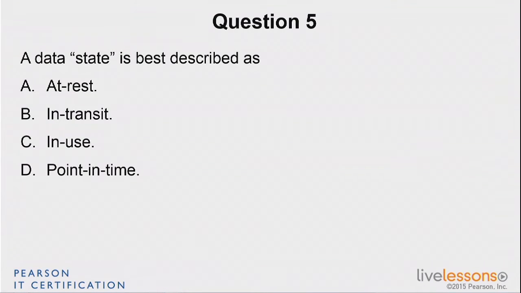But a state means a point in time. So at a specific point in time, what state is the data in? So in a hierarchy, point in time is going to be really the top answer, and then all of those, A, B, C, could all be types of data state, but it is not the description of a data state. So our answer here is going to be D, point in time.